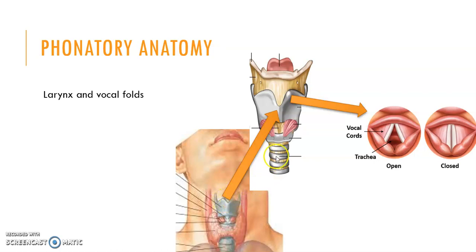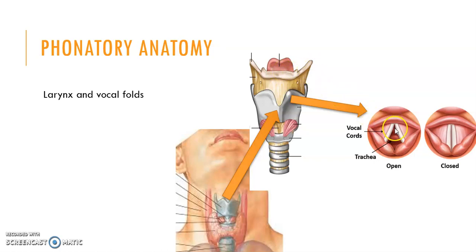If we zoom in here, the thyroid cartilage attaches to the hyoid bone and is suspended by muscle. That helps close the airway when we're swallowing and keeps it protected, so it'll lift the airway closed.